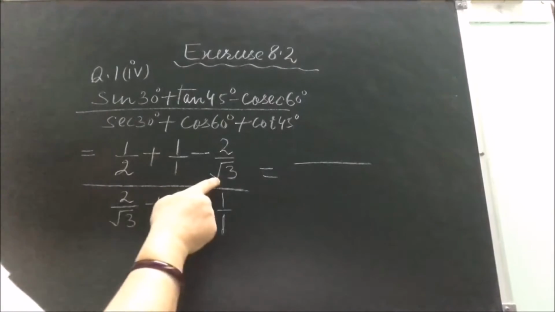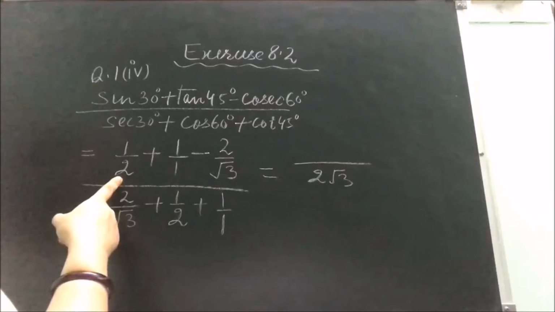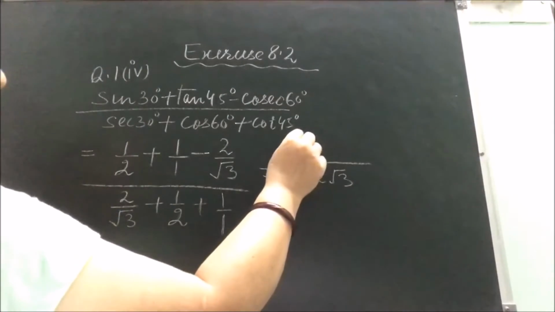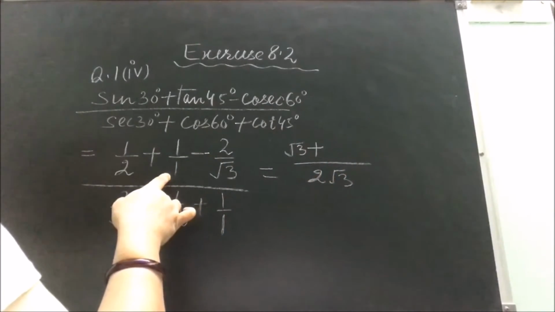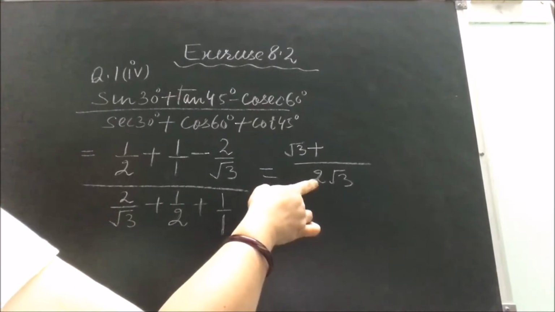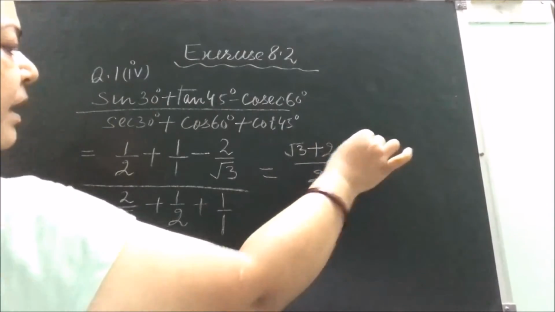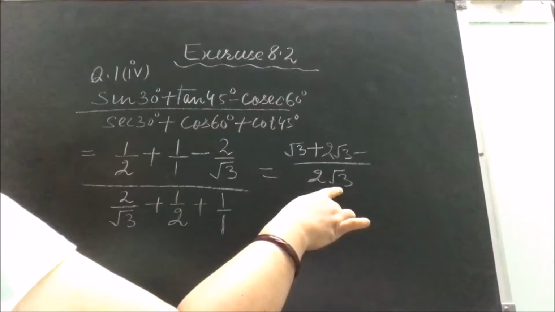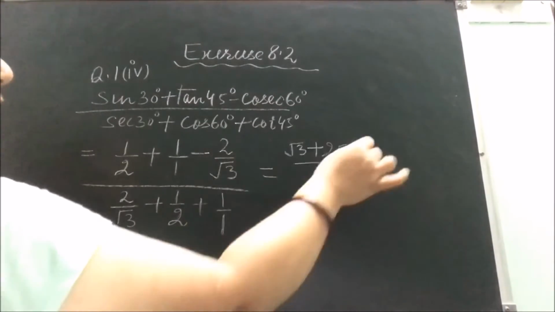2, 1 and root 3. LCM will be 2 root 3. Read the table of 2. Root 3 into 1, we have root 3, plus 1. By which number do we multiply 1 so that we get 2 root 3? 2 root 3. So 2 root 3 into 1. 2 root 3 minus root 3, multiply by which number so that we get 2 root 3? 2. 2 2s are 4.